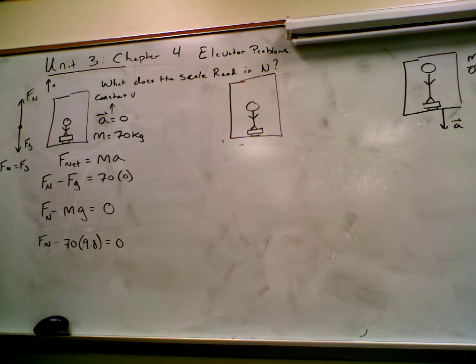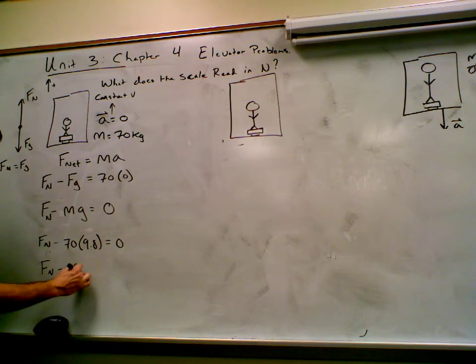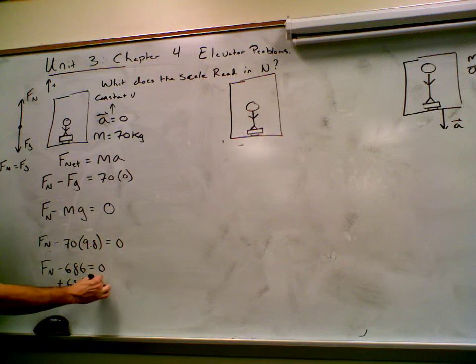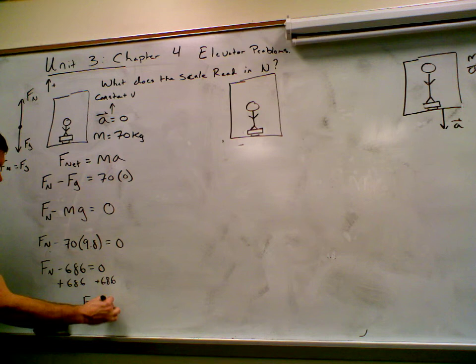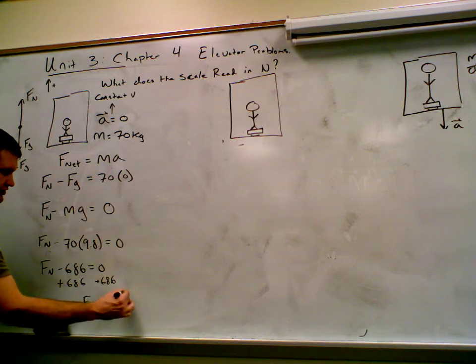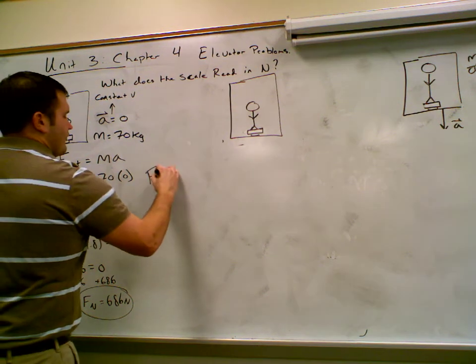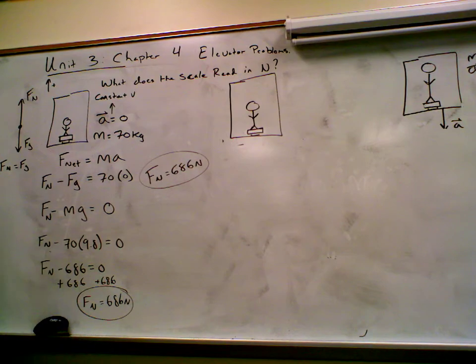What's 70 times 9.8? 686. So we have Fn minus 686 equals 0. Well, then you gotta add 686 on both sides. Okay. We do some simple algebra, and we get Fn equals 686 newtons. So you might be able to see that right over here. Fn equals 686. But you can make it quicker as you go. I'm just showing all the steps.